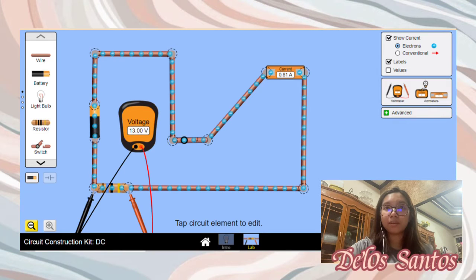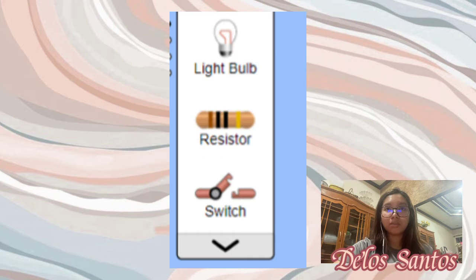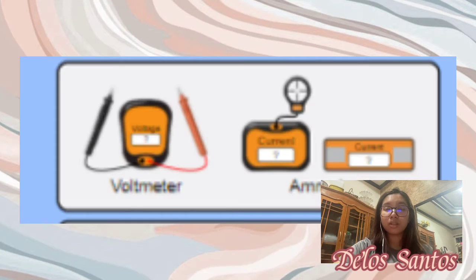In the diagram in the PhET simulator, under the lab category, there are a couple of tools that are available. There is a wire, battery, light bulb, resistor, and a switch on the left side of the screen, while there's a voltmeter and ammeters on the right side.